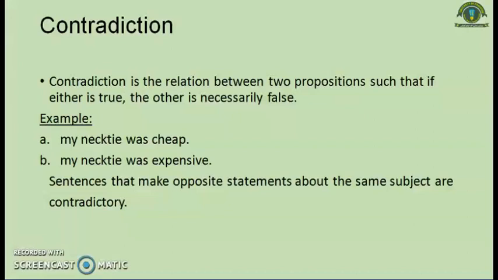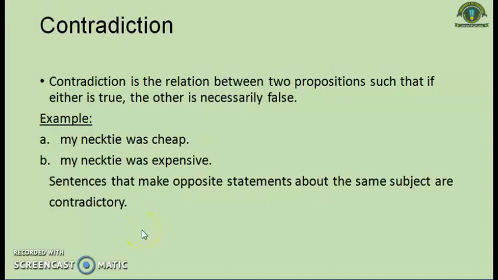Contradiction is the relation between two propositions such that if either is true, the other is necessarily false. It means that two sentence senses are contradictory if one entails the negation of the other. So the sentence is always considered false because the sense of the words in the sentence is not appropriate or not true. If one is true, the other must be false.